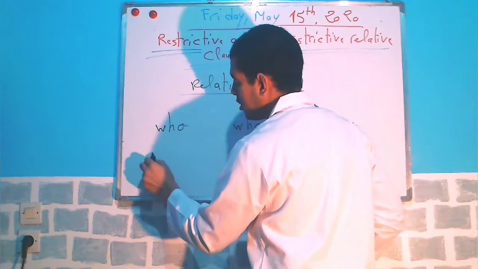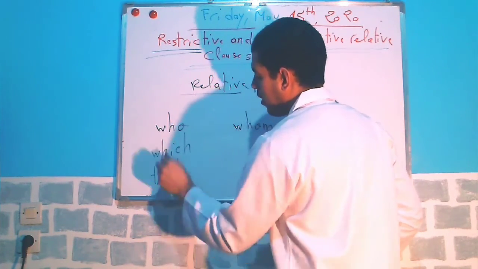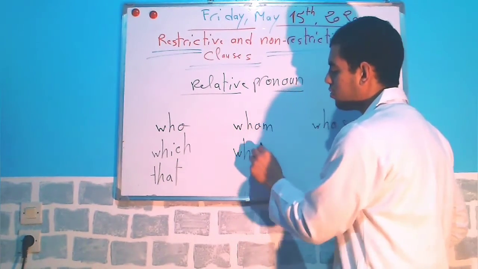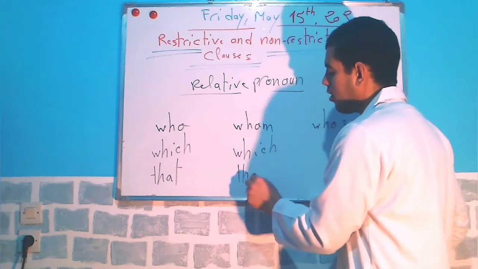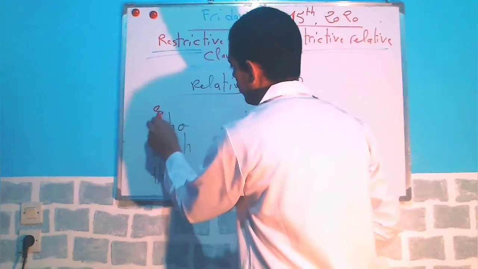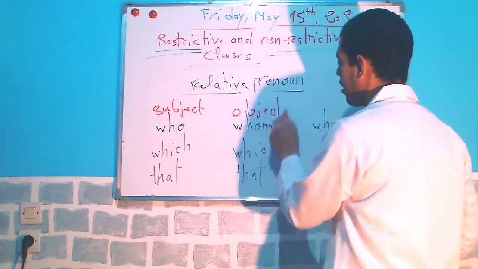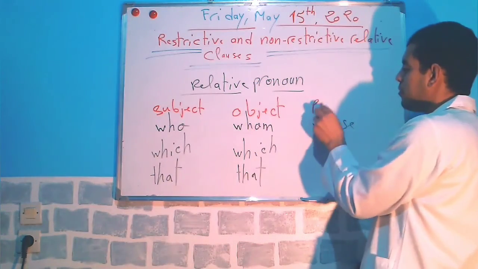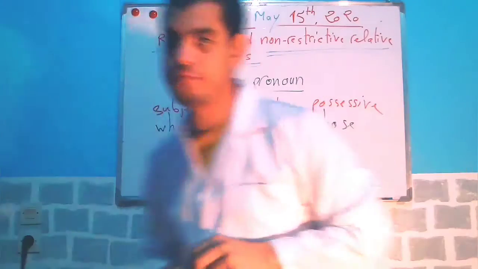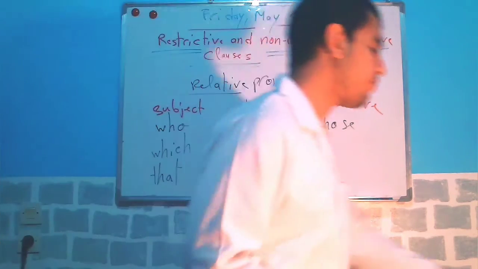We can also use here which and that. The object, we can also use which and that. Is it clear? So these are for the subject, these are for the object, and these for the possessive. Fine. You need examples, right? Let's go to see examples.